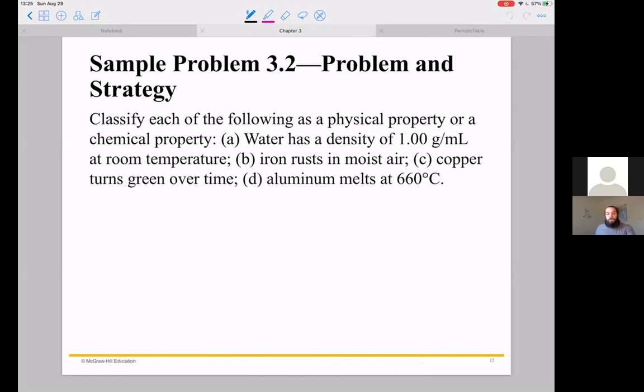Okay, so classify pure substances or mixtures, and then we also have this idea of a chemical versus a physical property. Water has a density of 1 gram per mL at room temperature. Is that a physical property or a chemical property? A physical property is one you can measure without disturbing the identity. If I measure the density of water, I don't change the fact that it's water. So this would be an example of a physical property.